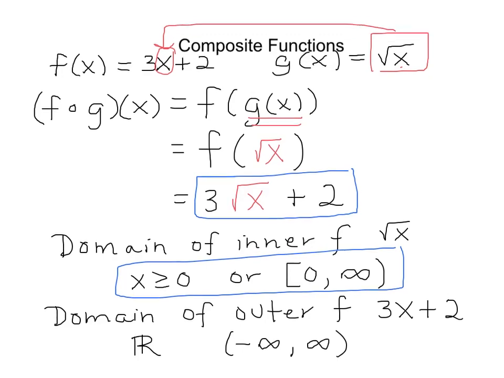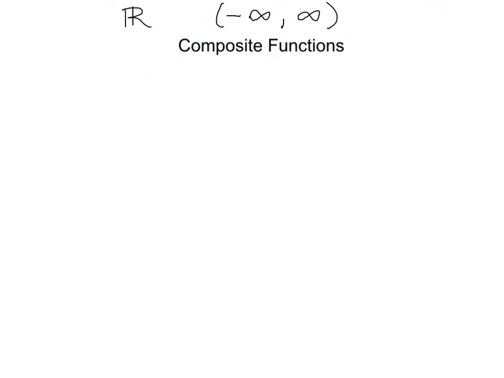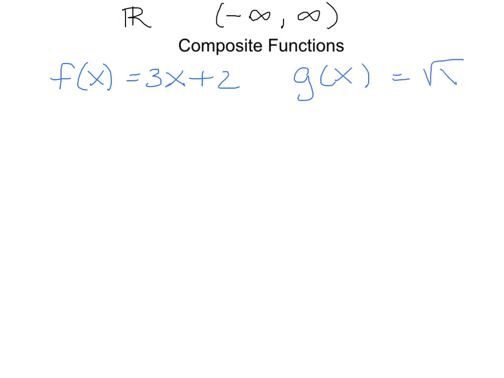Okay, let's look at now the composite going in the other direction. So let's rewrite our two functions. Guess we're in blue, but that's okay. f of x is 3x plus 2. And our g of x is square root of x. So for this problem now we want to go in the reverse order. So we want to take g of f of x. That is, the g comes first.